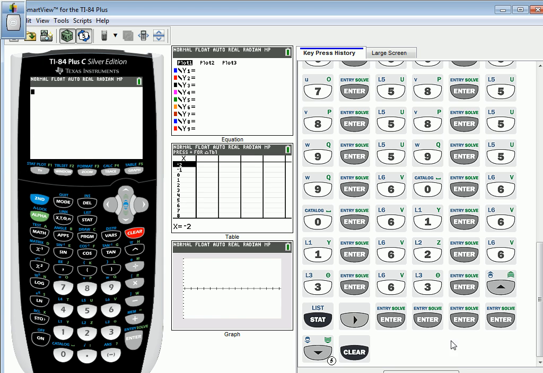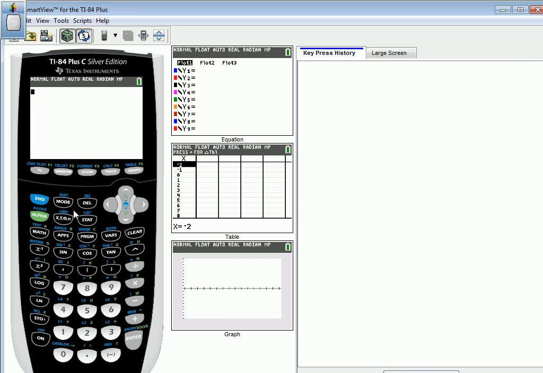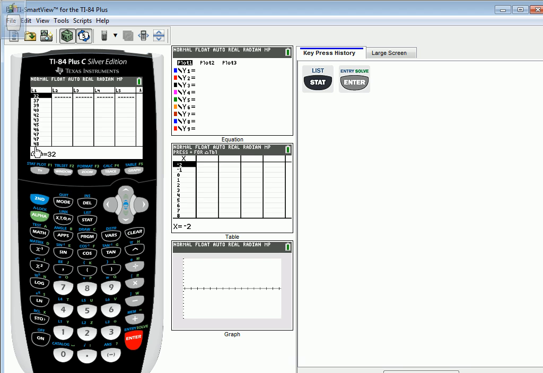Alright, so those of you that were not here yesterday, when you open up your calculator, you hit Stat. And then the first thing we have to do is enter our data. So you hit Edit. And you enter your data in L1. So Stat, Edit, enter your data.